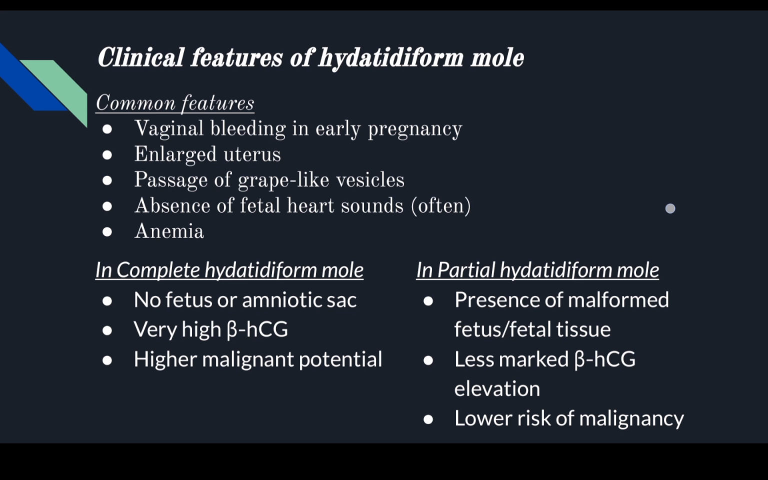The unique features of complete hydatidiform moles are that there is no fetus or amniotic sac, as there is no proper fertilization, and it has very high beta HCG levels, and it is highly likely to progress to malignant conditions like invasive mole. The unique features of a partial hydatidiform mole are the presence of malformed tissue or fetal tissues, as tissue of a fetus is possibly formed, and there is a less marked beta HCG level than in complete mole, and it has less risk of progressing to malignancy than the complete mole.